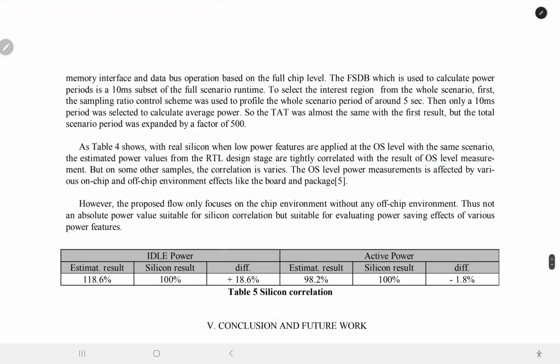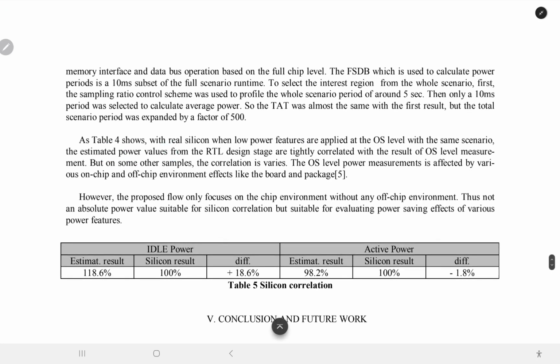Table 4 also shows the real silicon result when the low power features are applied at the OS level with the same scenario. The estimated power values from the RTL design stage correlate tightly with the results of the OS level measurement. But for some other samples, the correlation varies.